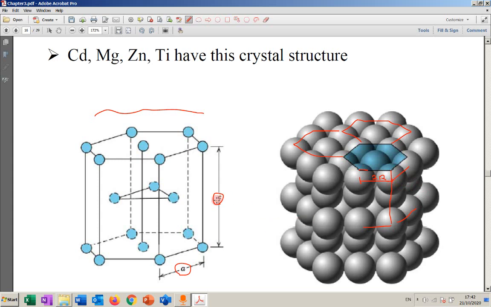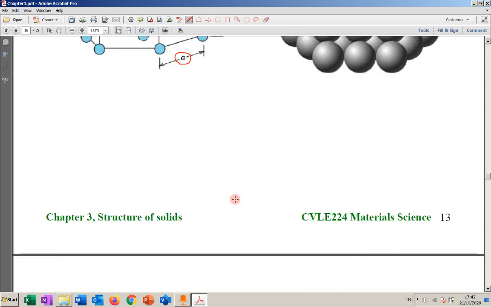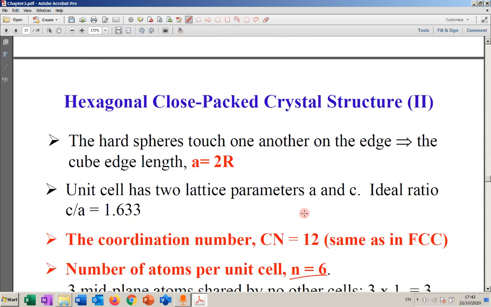However, C cannot be related to just the radius. Why? Because the way that they have it, the gap between them, or the size of the atom, is deciding this C. However, there is a typical value that we use. I mean, the ideal ratio they call it, that most of the elements may have, the ratio between C and A. But this is not always the same.